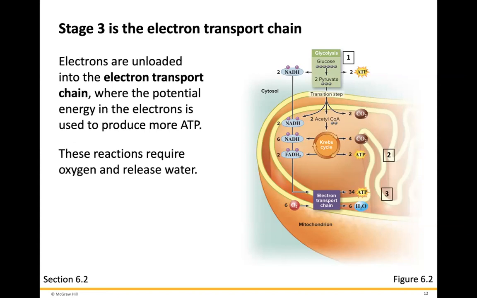And then finally, step 3 is the electron transport chain. Electrons are unloaded into the electron transport chain, where the potential energy in the electrons is used to produce more ATP molecules. These reactions do require oxygen, and they will release water as well.